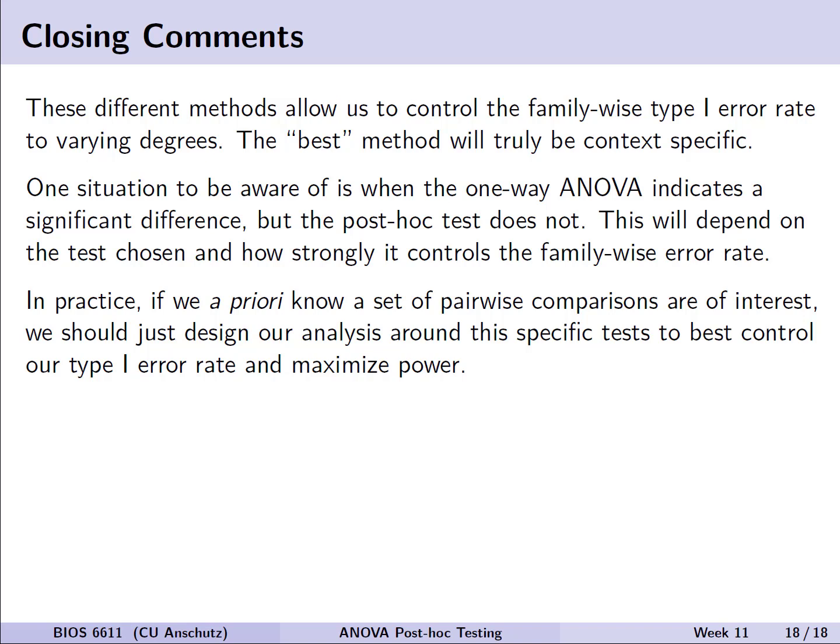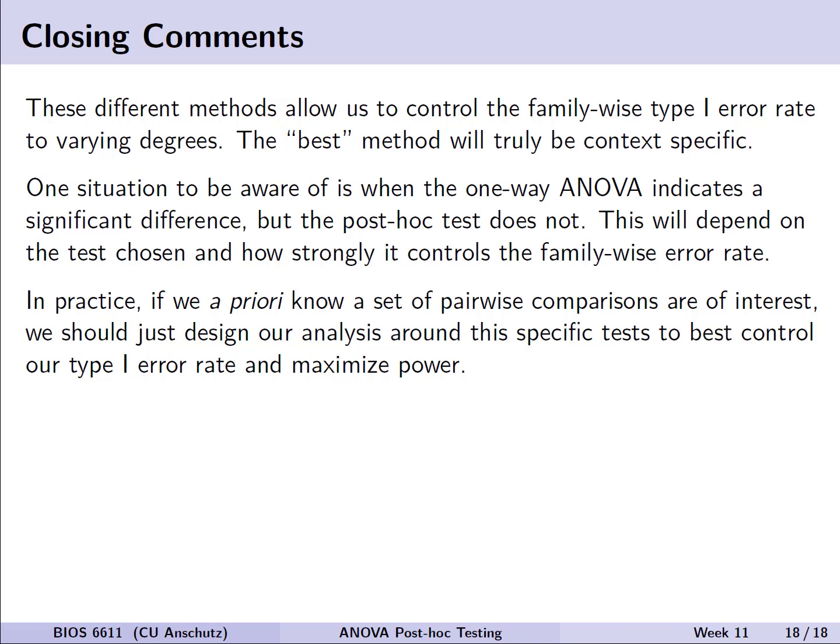It is important to as well note, it's possible for the one-way ANOVA to indicate there's a significant difference, so the global test suggests at least one group mean is different, but then you follow that up with a post-hoc test and none of the group-wise comparisons or pairwise comparisons are significant. This will partially depend on the test you've chosen to do for your post-hoc comparison and how strongly it controls the family-wise error rate. It doesn't mean there's no difference that truly exists. It really is an indication more that we may need future research or larger sample sizes to more definitively address the question. And this gets us to our third and final closing comment.